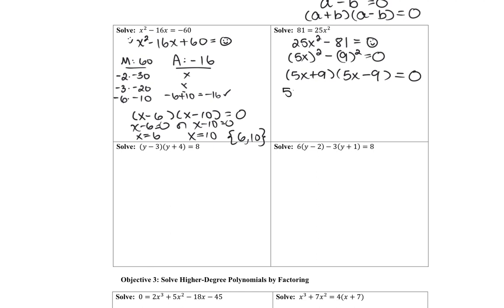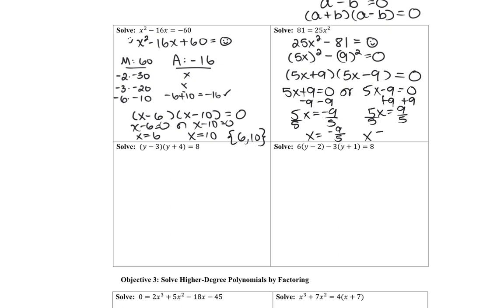So now either 5x plus 9 equals 0 or 5x minus 9 equals 0. So go ahead and subtract 9 from both sides. 5x equals negative 9, divide by 5. X equals negative 9/5. Or add 9: 5x equals positive 9, divide by 5. X equals positive 9/5. So 9/5 and negative 9/5. There's my solution set, right?